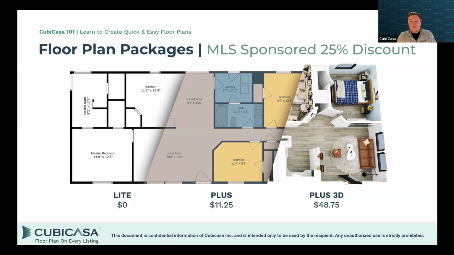You're also going to see your MLS sponsored discount on any paid upgrades or packages that you select, which is reflected here in the pricing on screen. After your 25% discount brings the cost down to just $11.25 for the Plus package, or $48.75 if you need the 3D style floor plan. And the basic floor plan light, which we've got on the left-hand side, again, that's going to be free and unlimited for those properties up to 5,000 square feet.